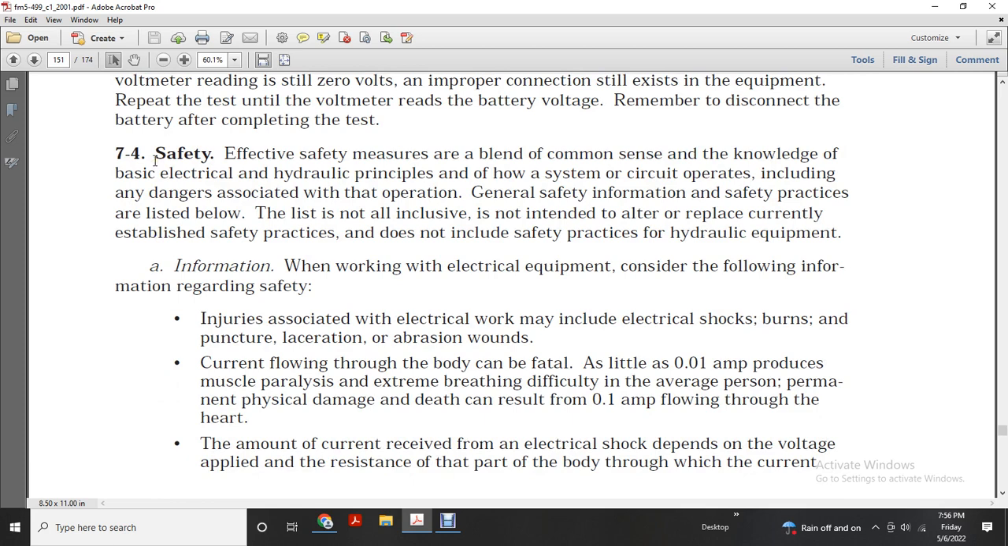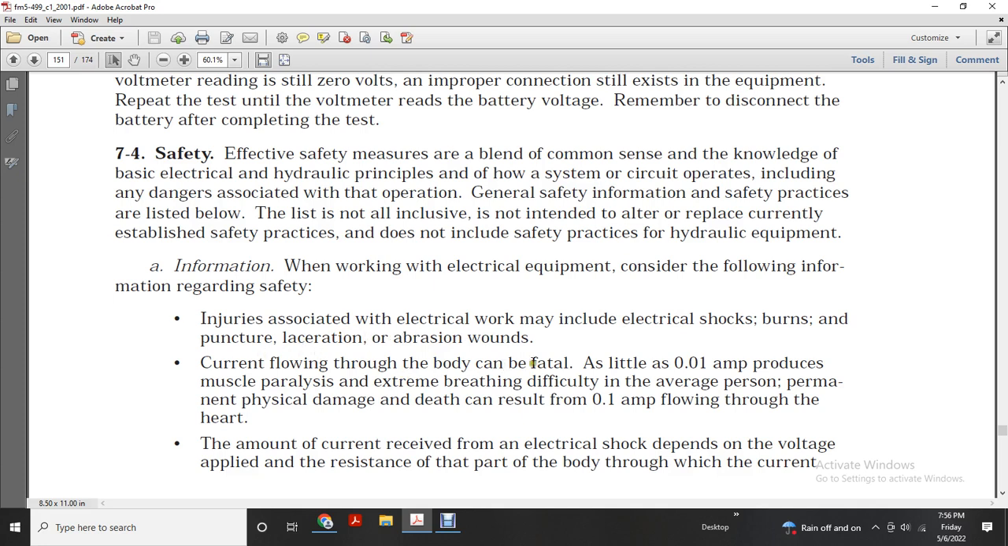Safety. Effective safety is a blending of common sense with knowledge of basic electrical and hydraulic principles, how the system circuit operates, and the dangers associated with the operation. General safety information and safety practices are listed below. This list is not all-inclusive and is not intended to alter or replace currently established safety practices. Do not exclude these safety practices for hydraulic equipment. Information when working on electrical equipment: consider the following. Injuries associated with electrical work may include electrical shock, burns, punctures, lacerations, abrasions, and wounds.